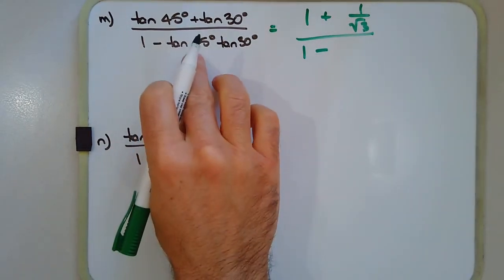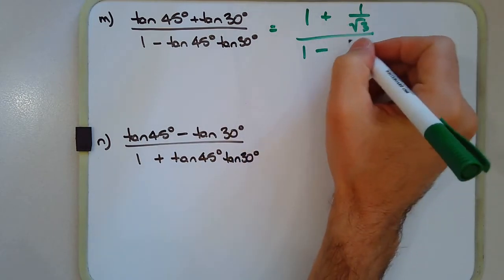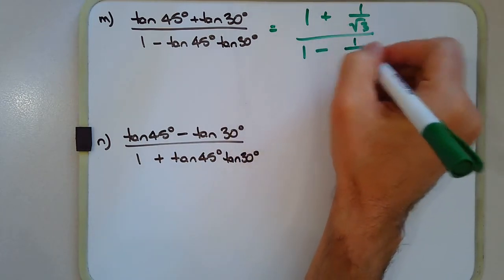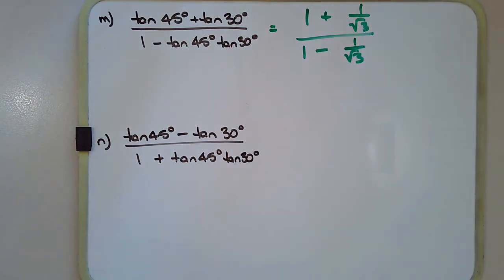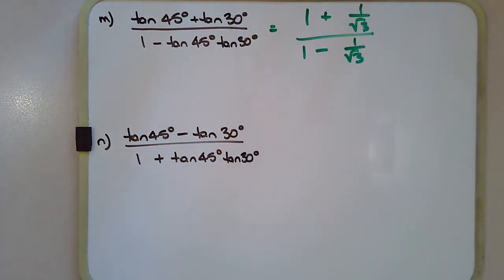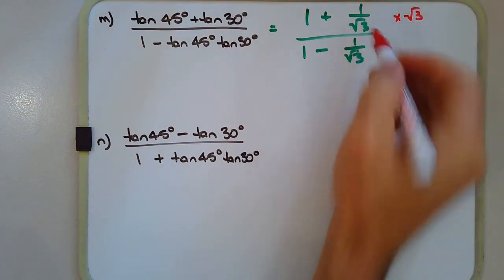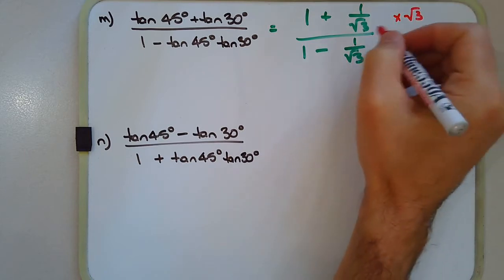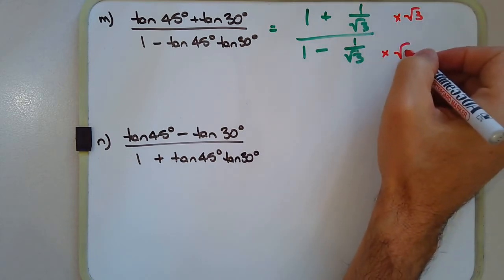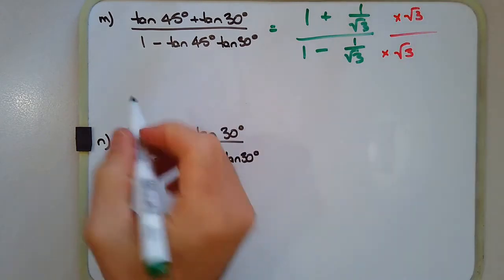Now, tan of 45 is just 1, and tan of 30 is 1 on root 3, so that's again 1 on root 3. But having fractions inside fractions is not good form. So let's multiply the numerator by root 3 to get rid of this denominator here, and let's multiply the denominator by root 3 to get rid of this denominator of root 3 there. So multiplying top and bottom by root 3 on root 3, every term gets multiplied by root 3.